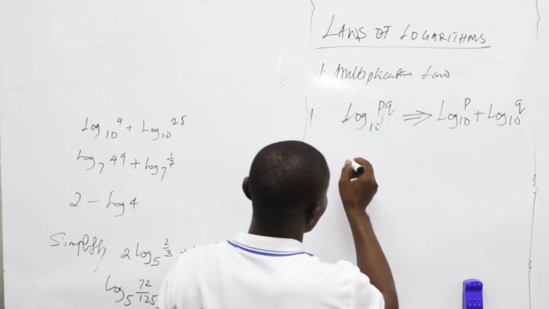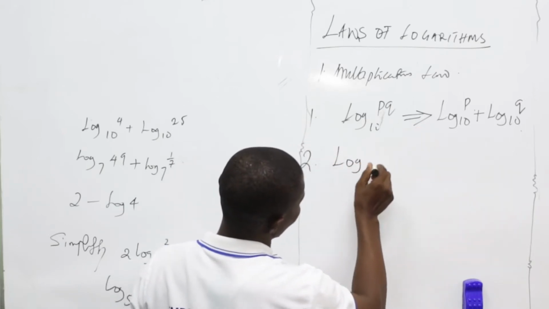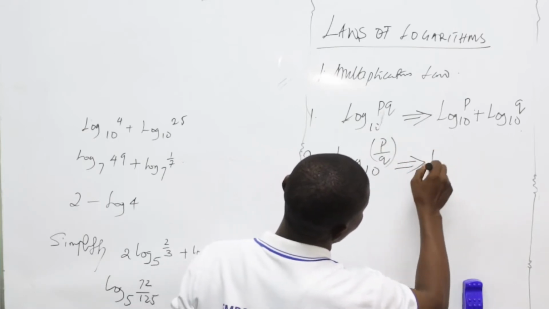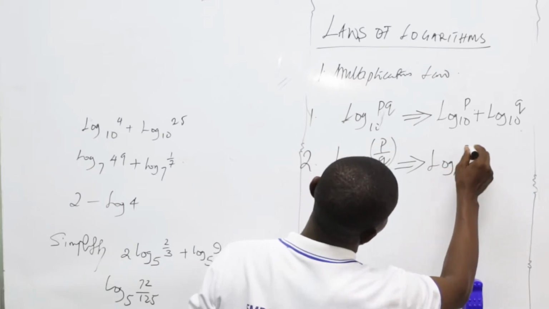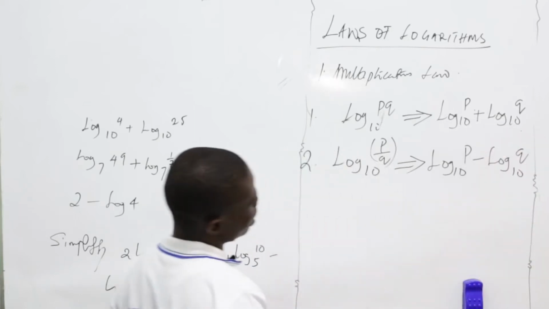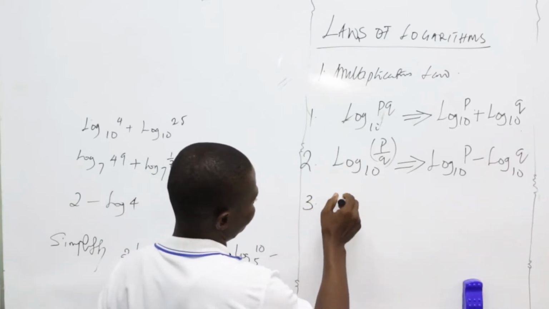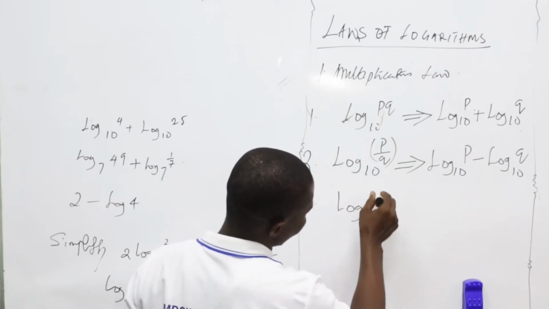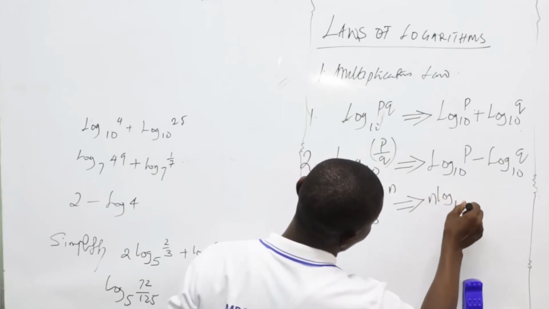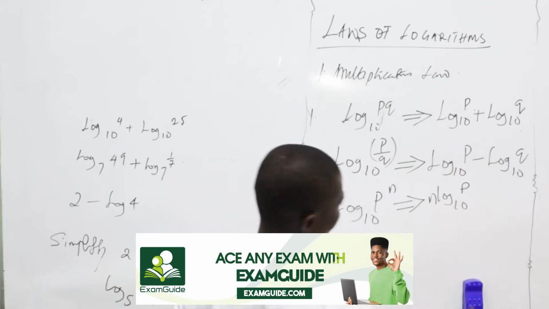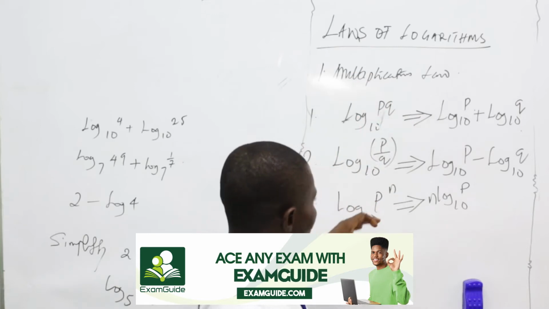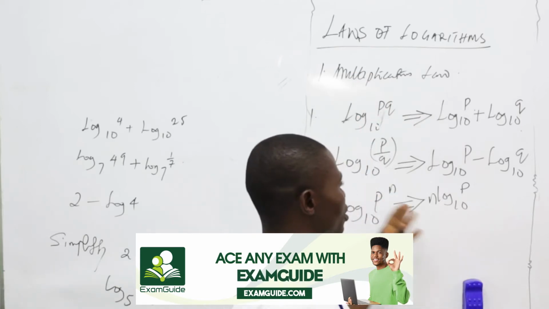Two, division law. P all over Q will imply minus, because divide means minus. So the next one is the power law. Log p to the power n, base 10, implies n log p base 10. So the law we're having here is very important in solving some questions of logarithm.